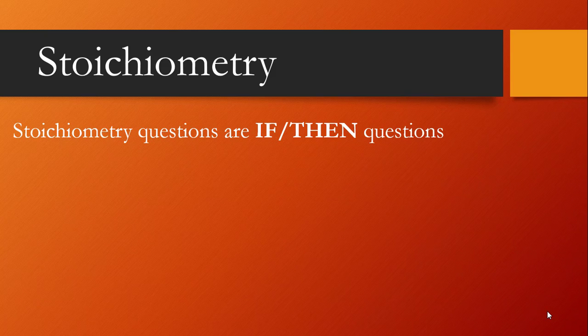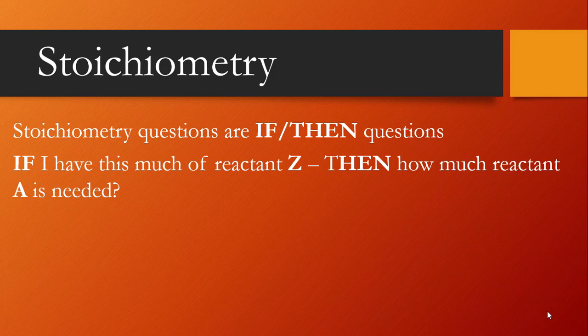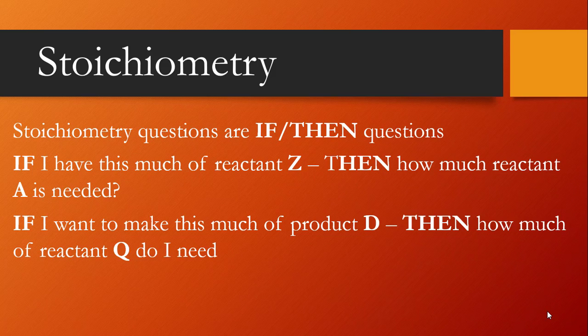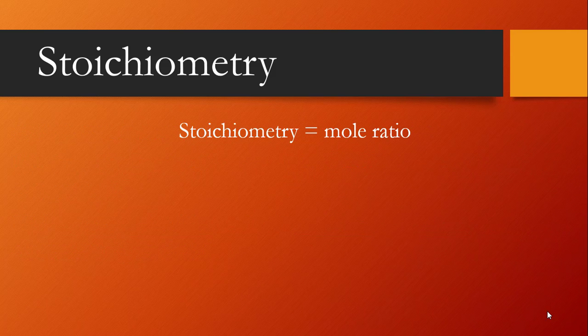Stoichiometry questions, if you break them down, come down to being if-then questions. If I have this much of reactant Z, then how much reactant A is needed? If I want to make this much of product D, then how much of reactant Q do I need? If-then. Stoichiometry equals mole ratio.